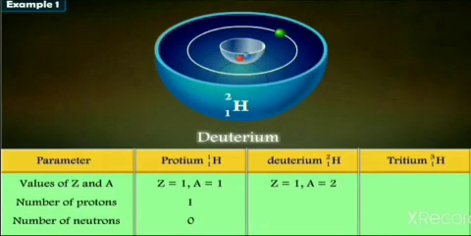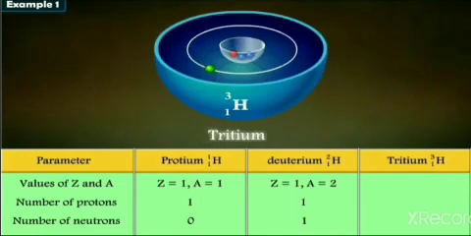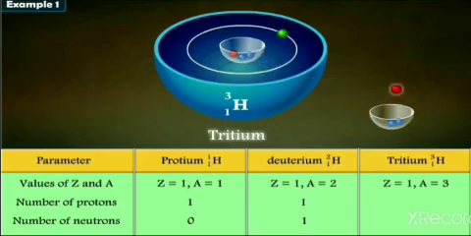Values of Z and A for deuterium: Z equals 1, A equals 2. Number of protons: 1. Number of neutrons: 1. Values of Z and A for tritium: Z equals 1, A equals 3. Number of protons: 1. Number of neutrons: 2.